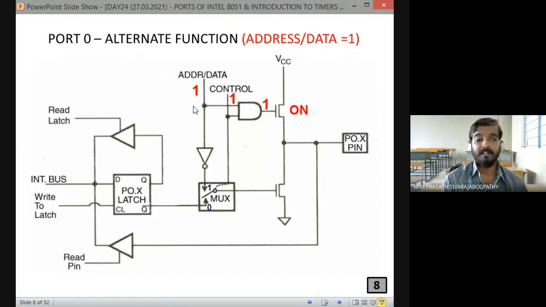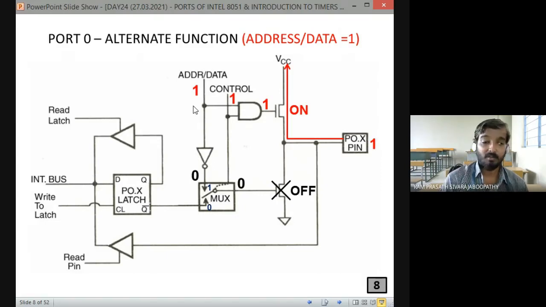Now the upper FET is turned on. Fine. So the output of the NOT gate is 0. So the lower FET will get turned off. So it will be like this. So what about the logic at the pin now? What about the logic at the pin now? Yes. Yes, very good. One logic.